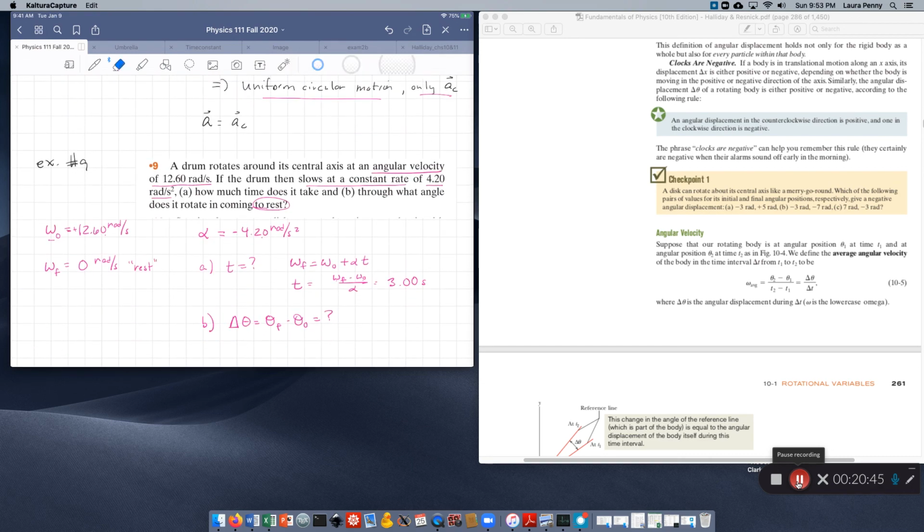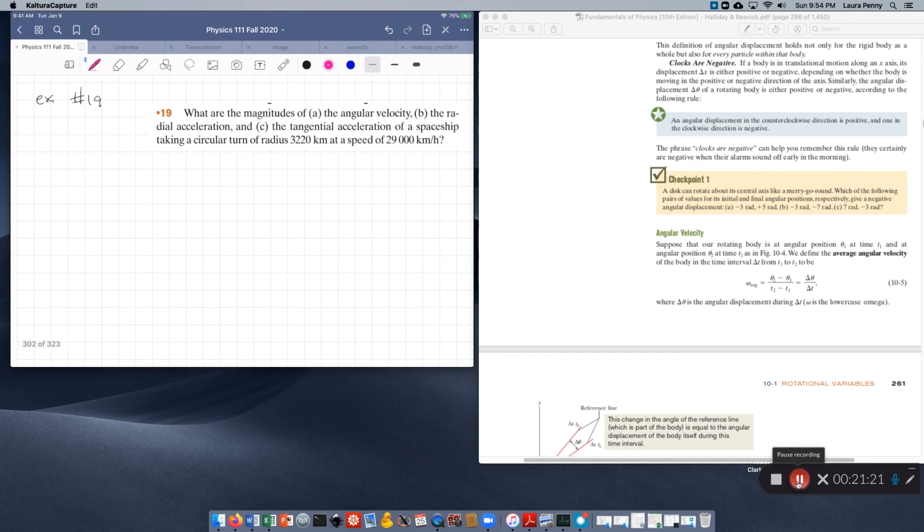So theta final minus theta initial equals 1/2 omega initial plus omega final times time, and putting those numbers in, I get 18.9, and again, that's in radians. So I need to write out the radians there. All right, so that's number 9. I'll end this one here, and I'm going to come back and start example number 19.